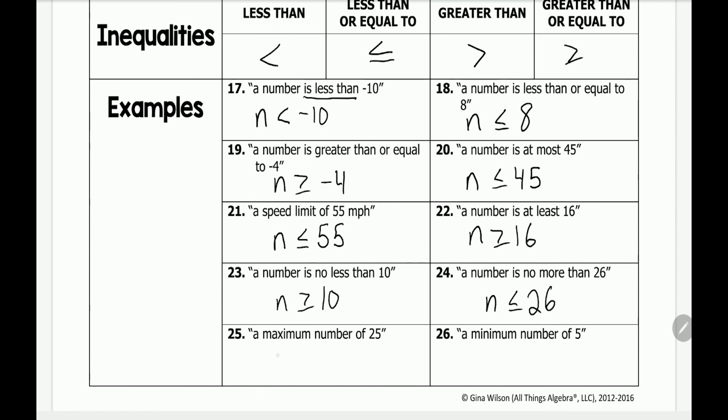Number 25, a maximum number of 25. So we're going to take n, that's some number, and the maximum it could be is 25. So that's going to be less than or equal to 25. A minimum number of 5. So we're going to take some number, and we know it has to be more than 5, but it can be 5. So we can use the greater than or equal to symbol, 5.